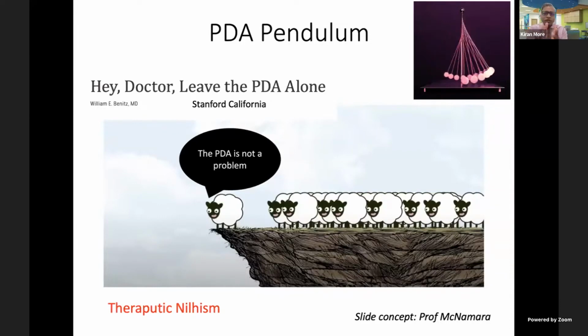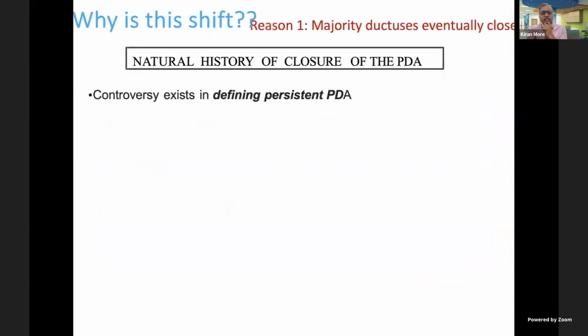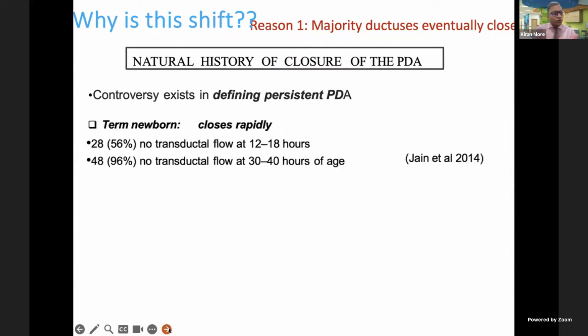And the suggestion is probably that you need an interim approach to handle the PDA. So why has this shift occurred? There are a few reasons for this shift from an aggressive approach to a very conservative approach. If you look at the natural history of closure of the PDA, if you don't do anything and leave the PDA alone, what will happen? Basically, in term babies, it will close rapidly. So PDA is not a problem for term babies at all, and in almost 96% of babies, the PDA will close by day 2 or day 3.